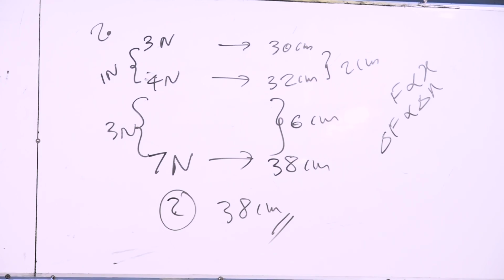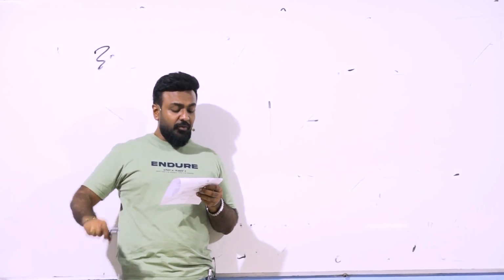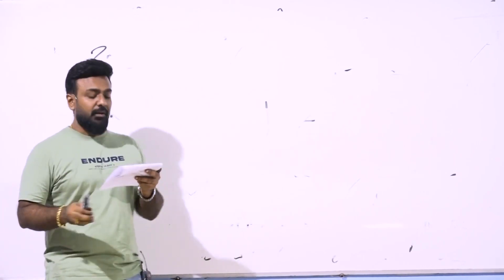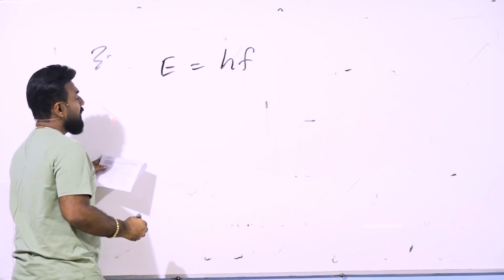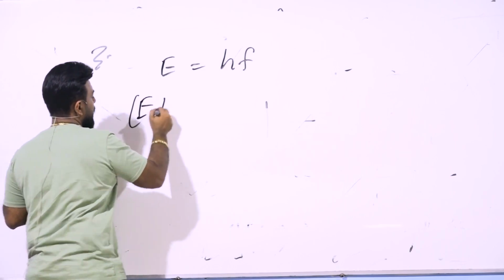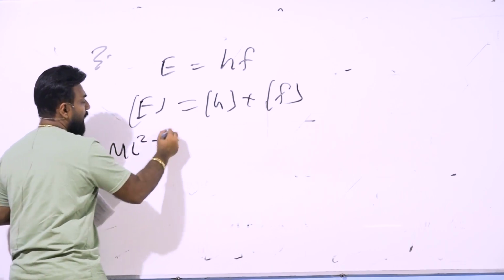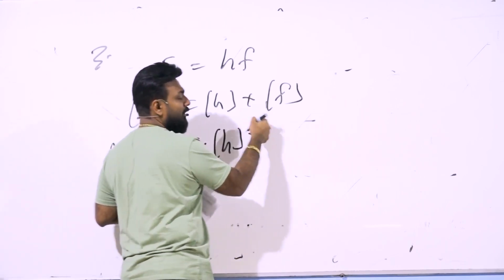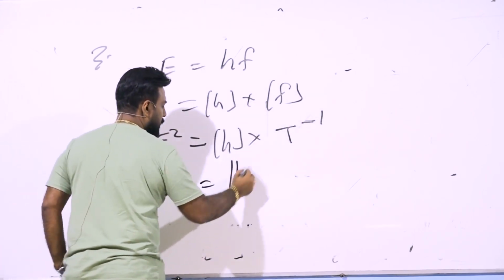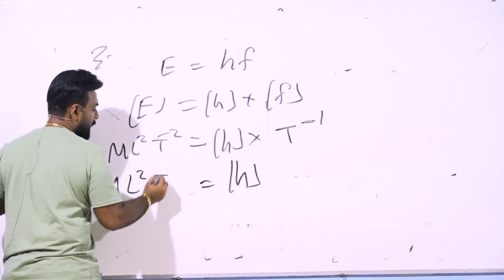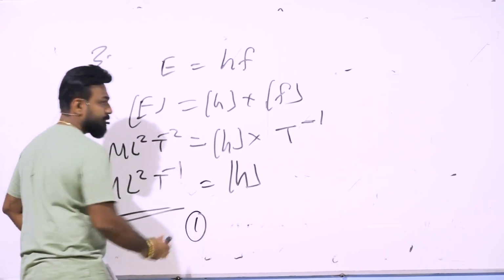Let's put our question number 3 now. The energy E of a photon of frequency f is given by E equals hf. What are the dimensions of h? Energy is ML squared T to the minus 2. Frequency is T to the minus 1. So h becomes ML squared T to the minus 1. This is your answer, answer number 1.